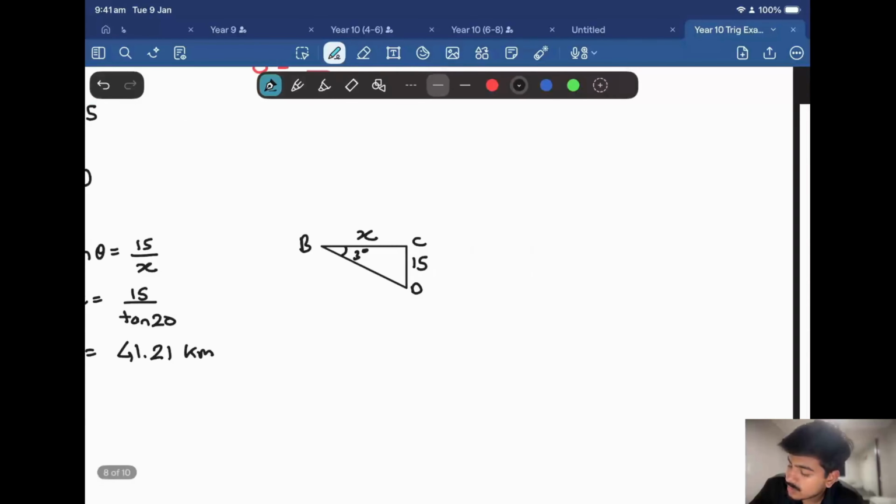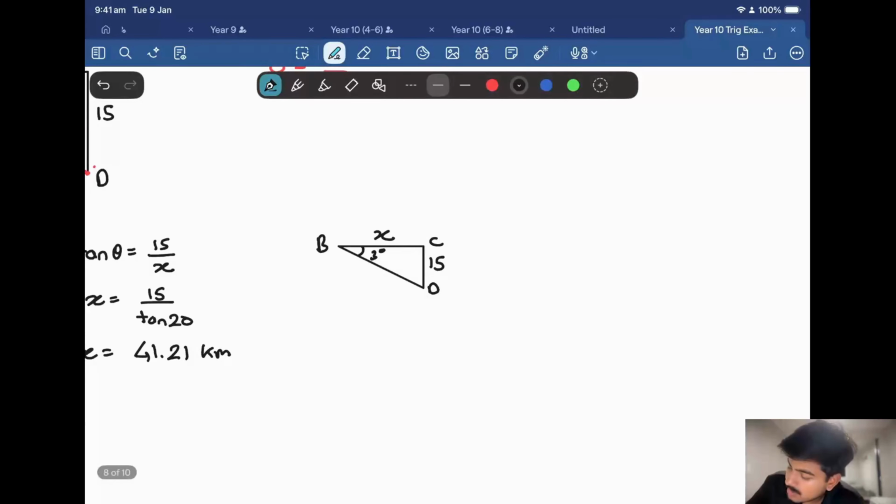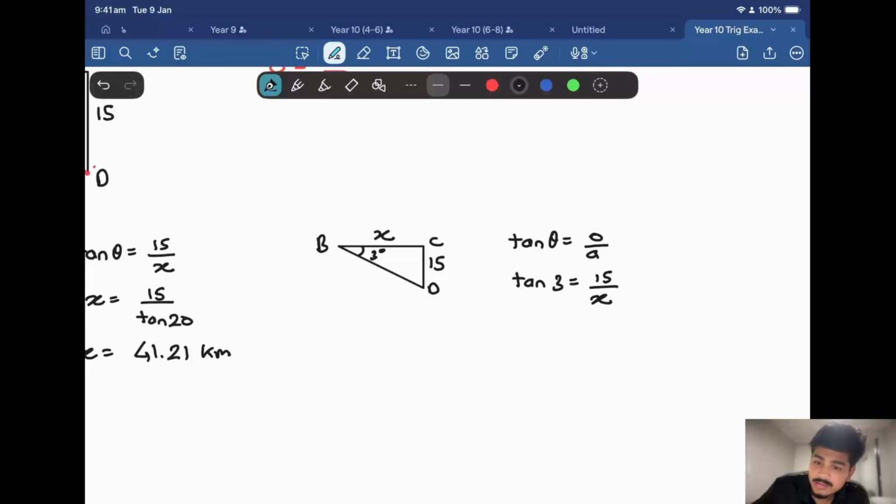Okay, so tan theta again. Tan theta is opposite over adjacent, so that's tan 3 is opposite, which is 15, over adjacent, which is x, right? So we do x is equal to 15 over tan 3.